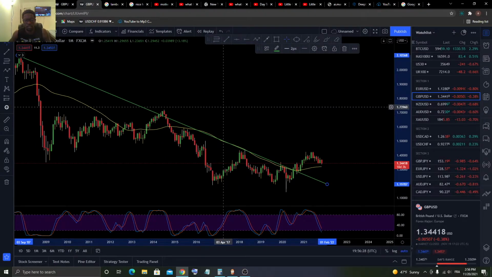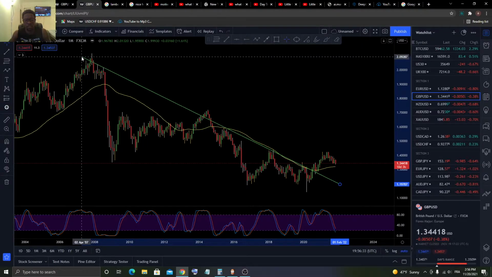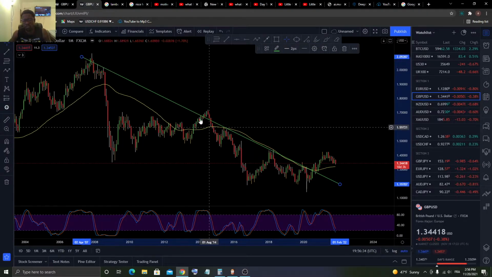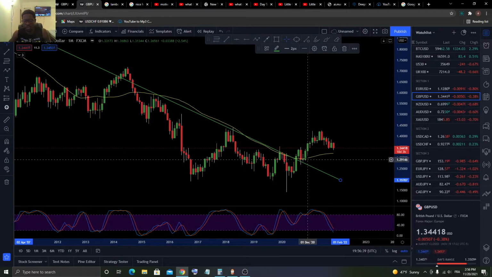This trend, this downtrend, follow this trend. As you guys can see, the downtrend follow this trend to go down. What does this mean? This means that right here the trend has been broken. Like you can see, it's easy.